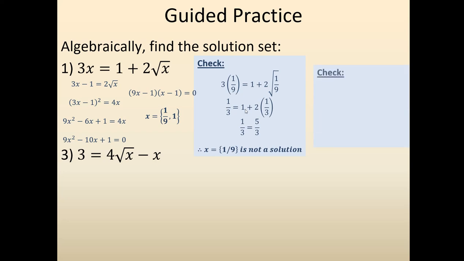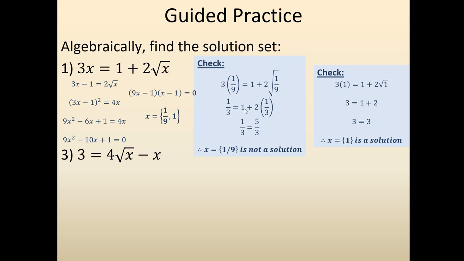So let's just double check. Maybe 1 is going to be our solution. So I plug 1 into the original equation. I get 3 times 1 equals 1 plus 2 times root 1. Well, that just becomes 3 equals 1 plus 2, which is a true statement. Therefore, x equals 1 is a solution.